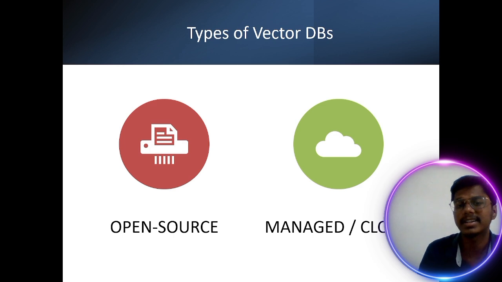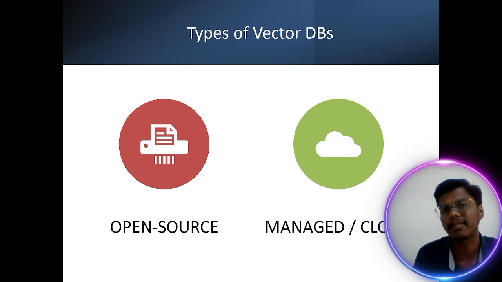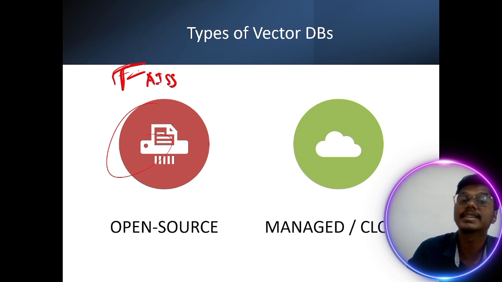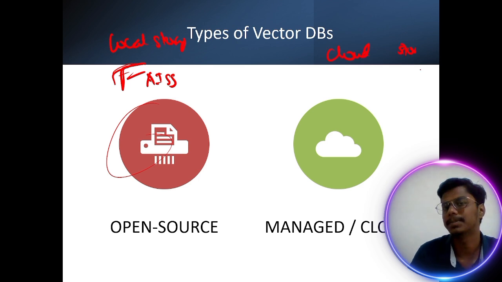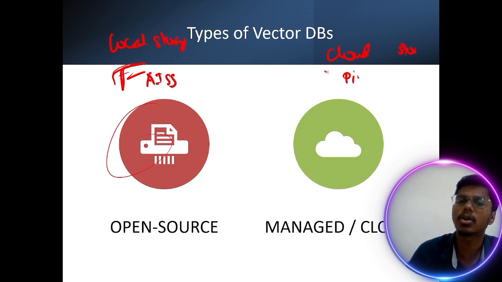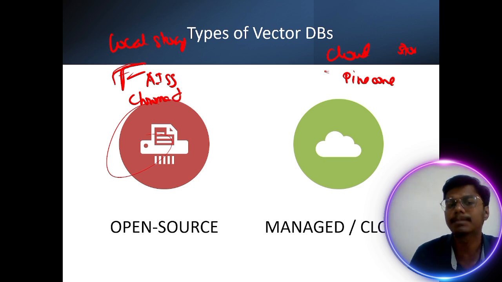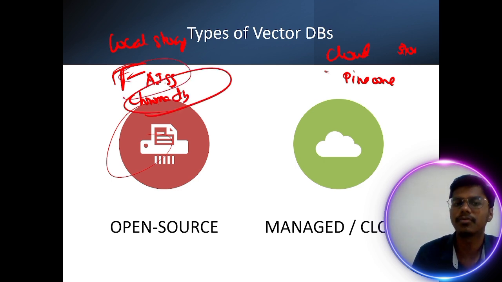As for the types of vector database, there are a lot of vector databases available in the market. The open source one is FAISS. It is a local storage, right? That's what I'm going to state. There is also cloud storage, like AWS, GCP. For the cloud, we are going to discuss Pinecone. For the local storage, we are going to discuss ChromaDB. FAISS is also a very good database, but the simple one is nothing but ChromaDB.